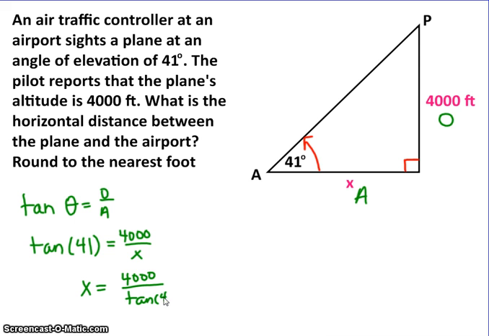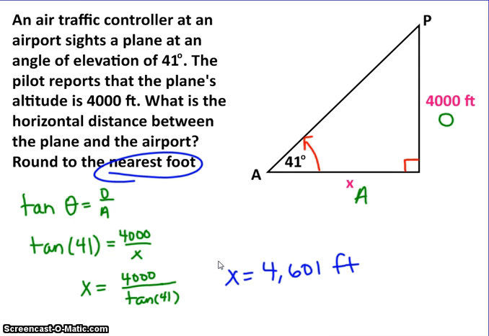This becomes, at this point, something that we type into our calculator. And double check, we are rounding to the nearest foot. So what I get is x equals 4,601 feet. That is how far the plane is away from the air traffic control tower.